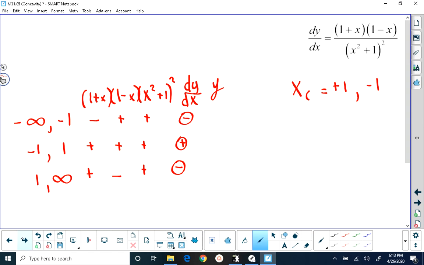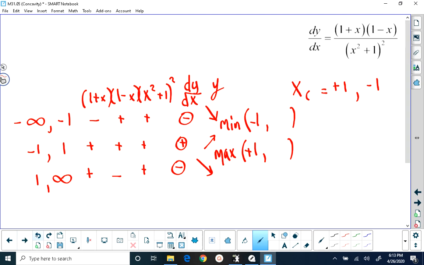What does that tell us? It tells us that the function is decreasing, then increasing, then decreasing. So we are going to have a minimum at negative 1 comma something, and we are going to have a maximum at positive 1 comma something. And I'm really not worried about what those coordinates are. If you wanted to determine the coordinates, you would put those numbers into the original function.